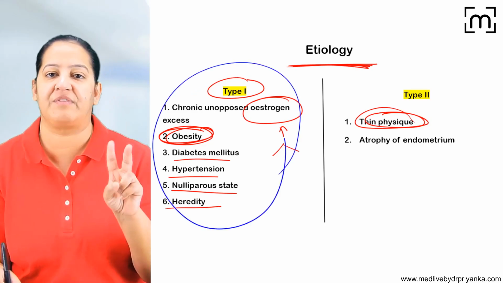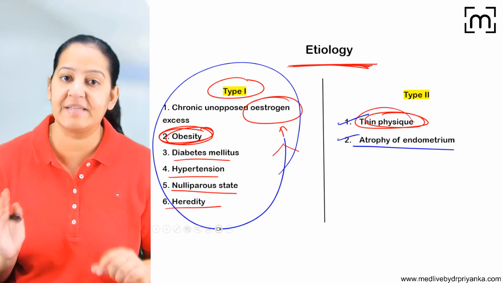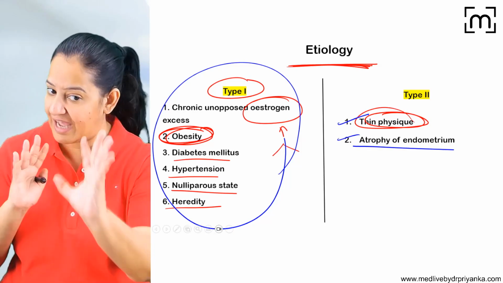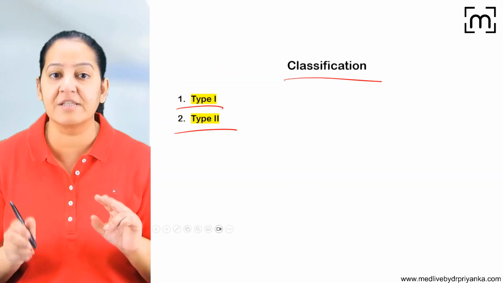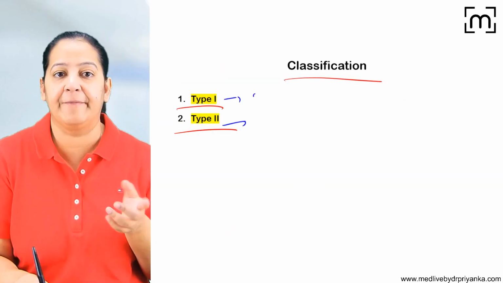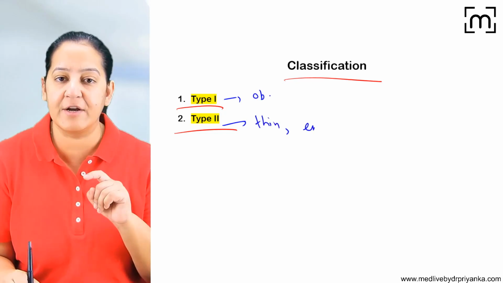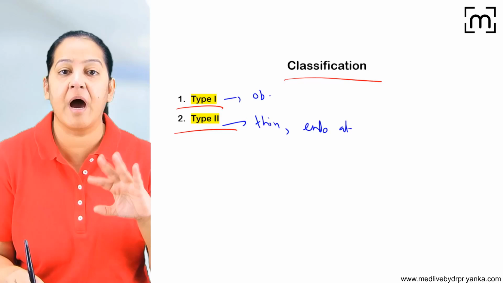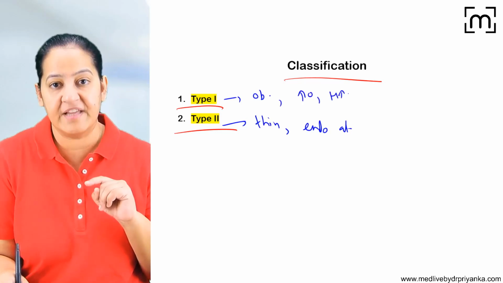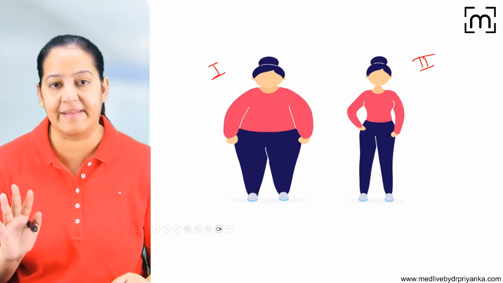Type 2 has only two risk factors. Number 1, thin physique, and number 2, atrophied endometrium. So those are the two risk factors for type 2. So learn the risk factors separately for type 1 and type 2. Learn endometrial carcinoma of two types, type 1 and type 2. Learn the risk factors separately. Type 1 occurs in obese, type 2 occurs in thin. Here, one more risk factor is endometrial atrophy. Here, apart from obesity, the other risk factors are estrogen excess, hypertension, and diabetes. So learn the risk factors like this.